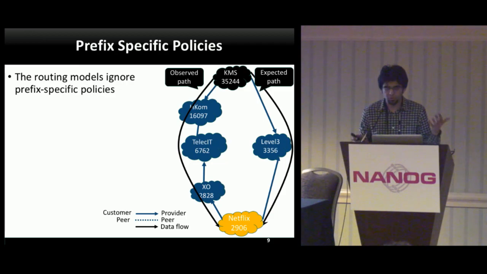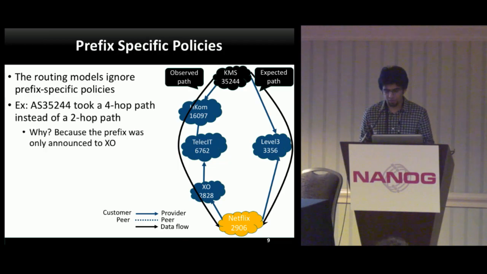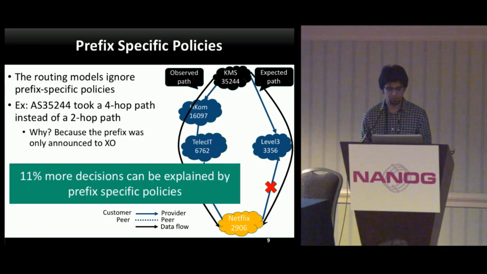So what was the reason that instead of taking a shorter path, it went for a 4-hop path? When we looked at BGP feeds, we found that that particular prefix was never announced to Level 3. So Level 3 was a provider for Netflix, but for that particular prefix, only XO Communications received the announcement. So through BGP feeds and looking glass servers, we found an additional 11% of decisions following the Gao-Rexford model, or in those cases, our path prediction matched reality once we took prefix-specific policies into account.